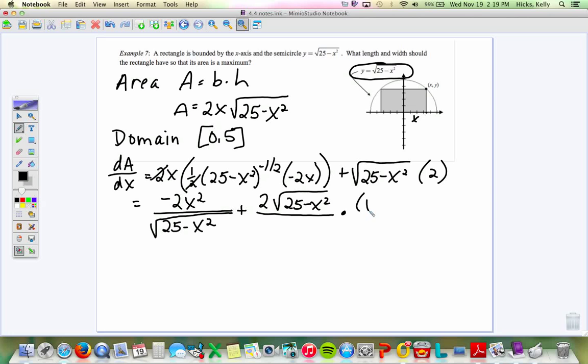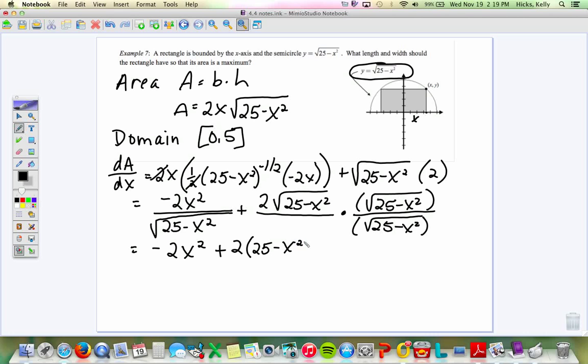Okay, now I'm going to multiply on this term. I'm going to multiply top and bottom by the square root of 25 minus x squared. So what am I going to get? I'm going to get negative 2x squared plus 2, that's this 2. Now when you say the square root of 25 minus x squared times the square root of 25 minus x squared, you just get 25 minus x squared. And in the denominator, when I combine my two fractions here, I just simply have the square root of 25 minus x squared.